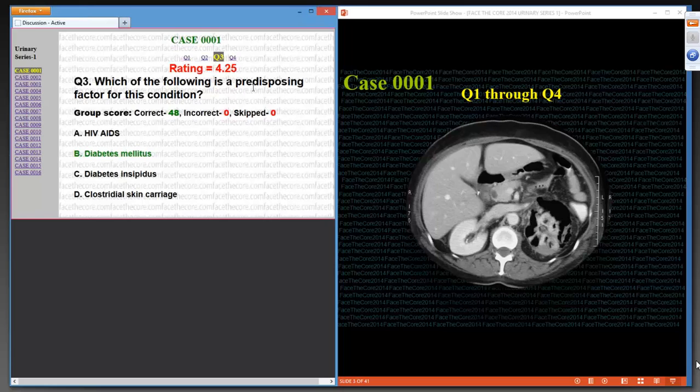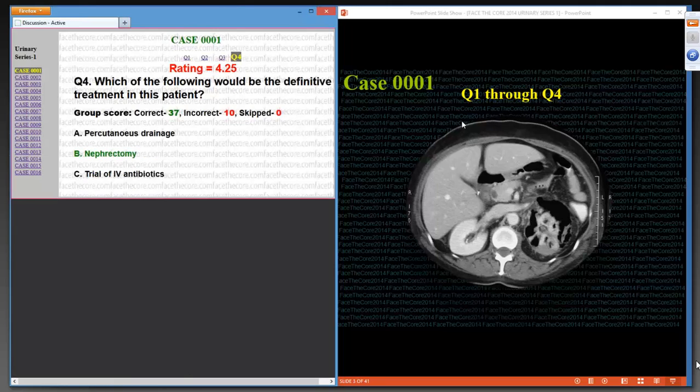Going on to the next, which of the following is the predisposing factor? You all know that diabetes is the predisposing factor. All the others have been looked at. HIV, AIDS has been looked at. Clostridial skin carriage has been looked at and found not to be of any predisposing importance.